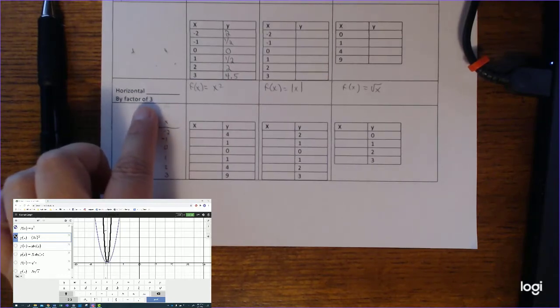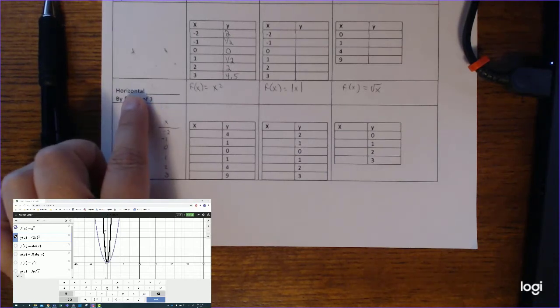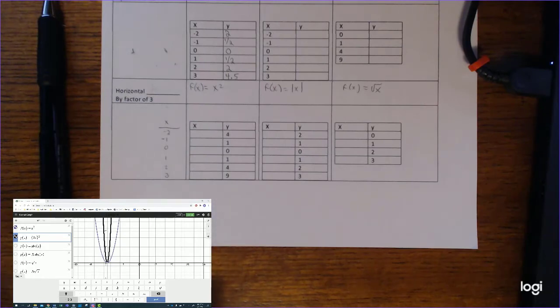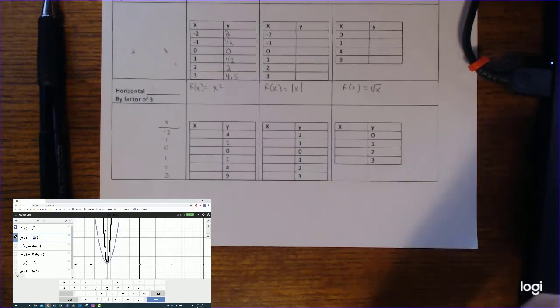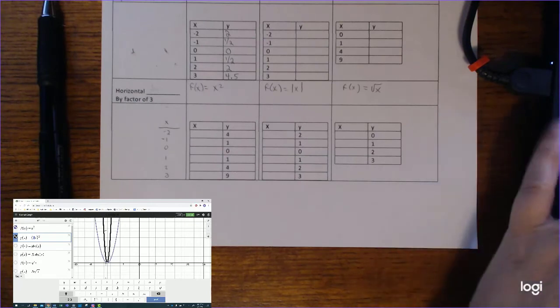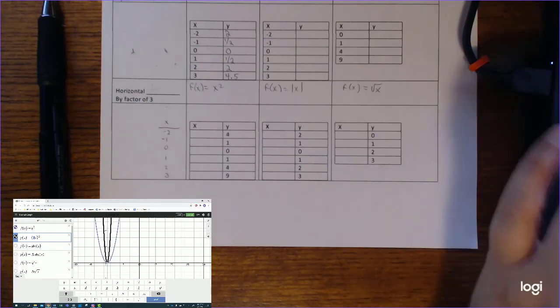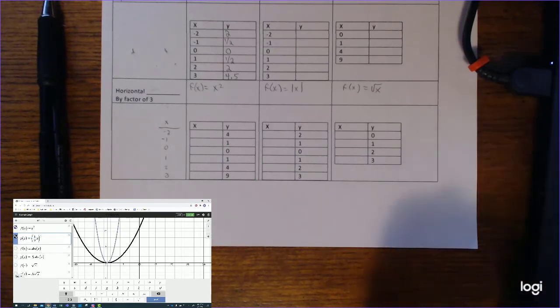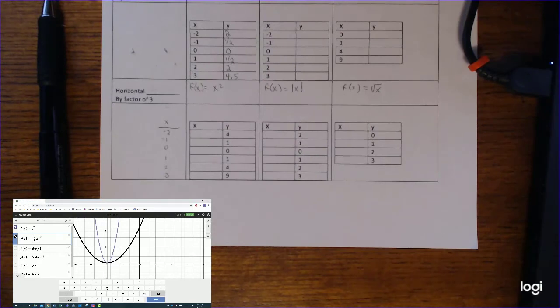So what's going on is we want to remember horizontal is your x, okay? And by a factor of 3, remember x's don't play nice. So in here I have 3, but I don't really need 3. I have to do the multiplicative opposite of 3, which is the reciprocal of 3. So in there with the x, I need to do a 1/3 times x quantity squared.